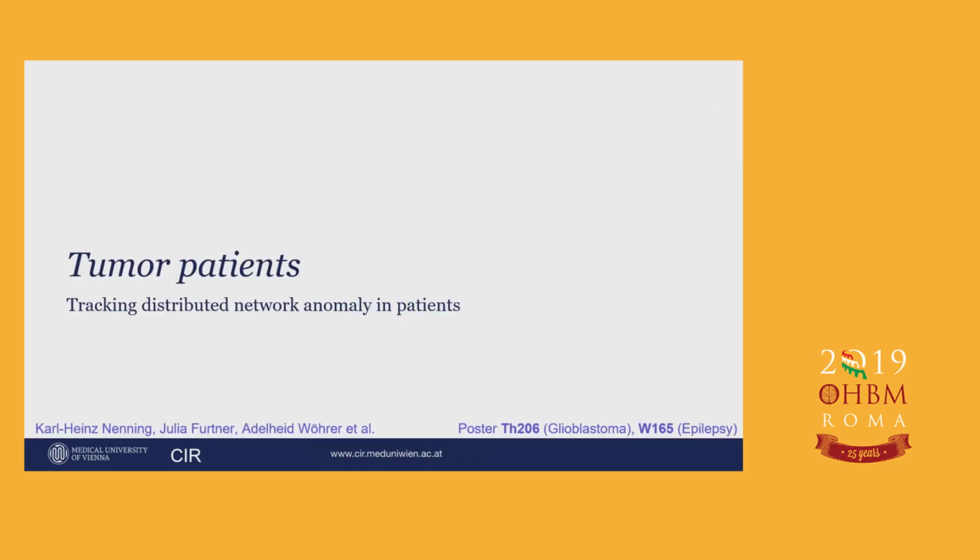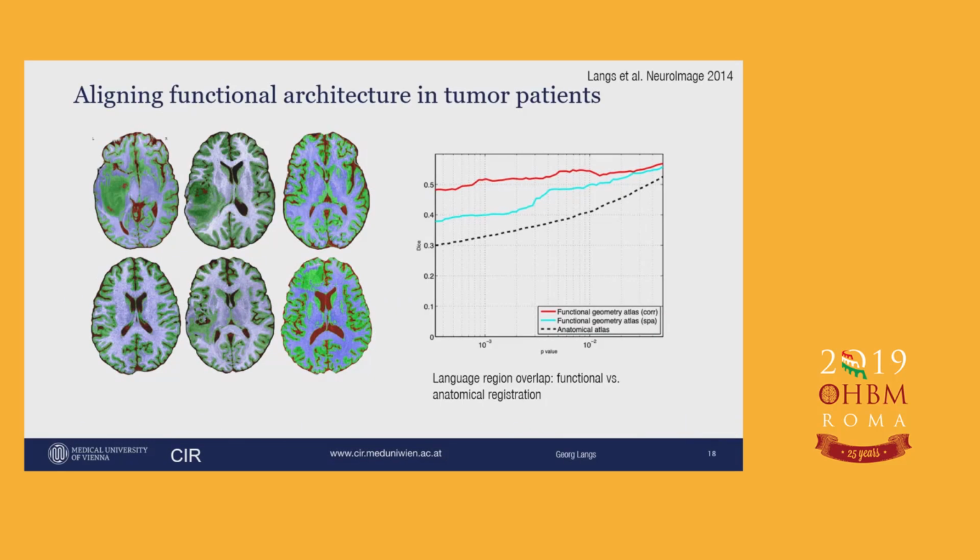And in the remaining couple of minutes, I'd like to show you two examples that go a bit closer to understanding and exploiting this idea of different correspondences. The one is work mainly driven by Karl-Heinz Nenning and Julia Furtner, and it is about understanding reorganization processes and changes in the functional architecture of individuals who suffer from brain tumors. And so the first result we had was that when you trust the anatomical registration in order to find, for example, language regions in tumor patients, of course that fails because the anatomical layout of individual positions of functional areas completely changes due to the lesion.